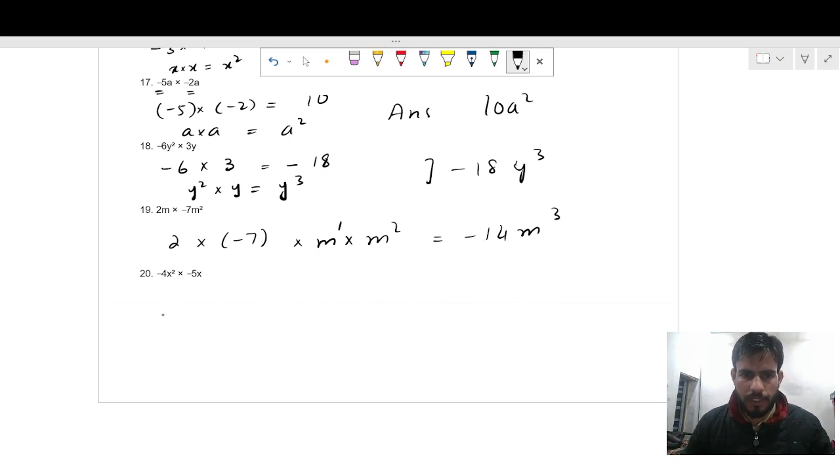Similarly, for the last question, we have negative 4 times negative 5 times x squared times x. So negative times negative makes it positive, so positive 20. X squared times x will be x cubed, so 20x cubed is our answer.